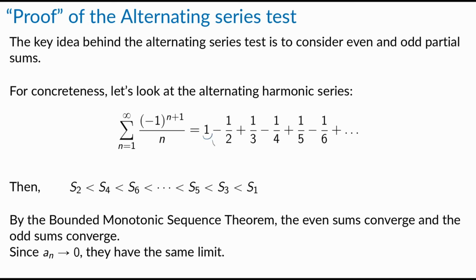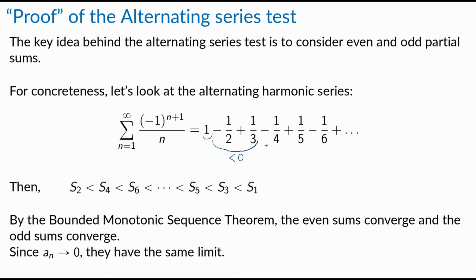Then S3, we're going to take 1 plus that junk. Here we started with 1, and now we have negative a half plus a third. That works out to being something negative, because a half is larger than a third. Because these terms are decreasing in absolute value, this guy is going to be more negative than this guy is positive, so that thing is going to be less than 0. S3 we get by taking S1 and adding something negative, so S1 is going to be bigger than S3.